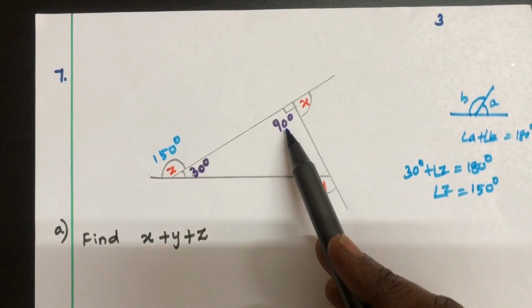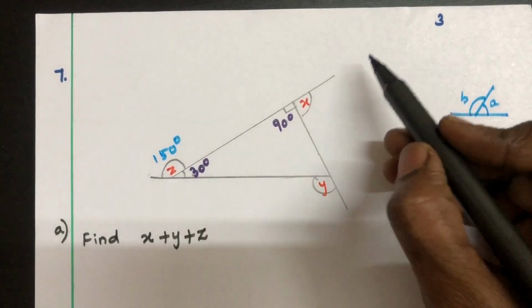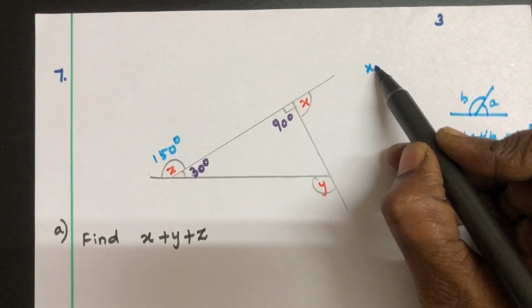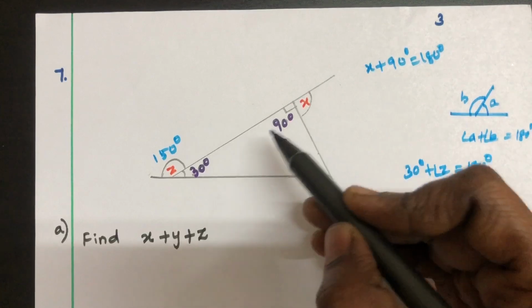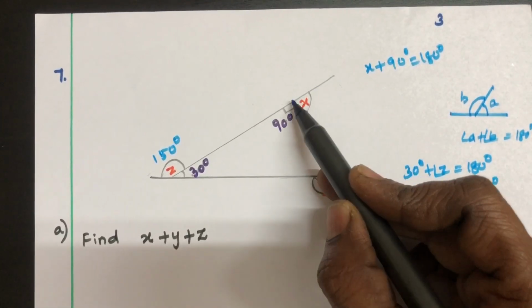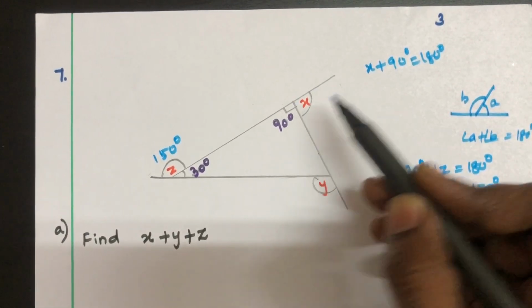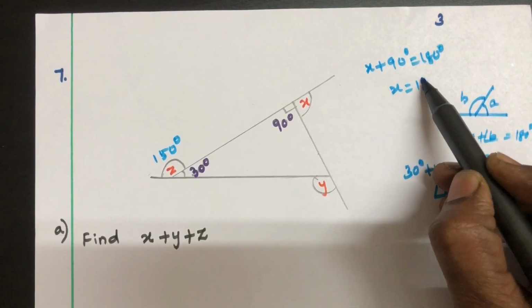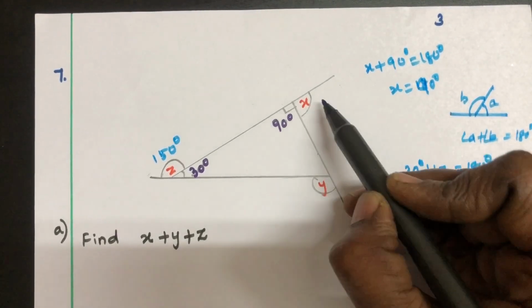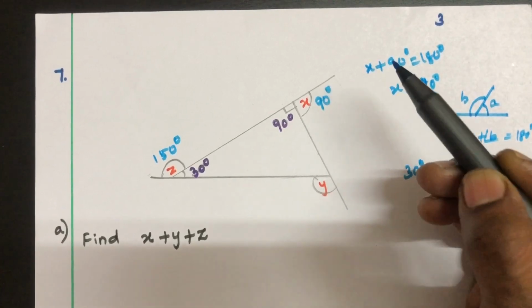Next, 90 degrees. So 180, for this how to calculate? X plus 90 degrees equals 180 degrees. This is also a linear pair, a straight line and another straight line on this. So x equals 180 degrees minus 90 degrees, which gives us 90 degrees. So this is 90 degrees.